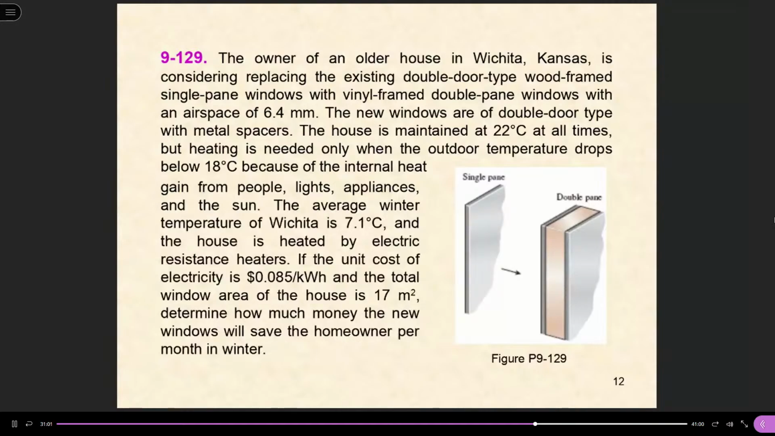In this question, we are talking about a single pane glass against a double pane glass. Now, I'm not sure, sometimes we think that the more common term is called single glazing, or double glazing.